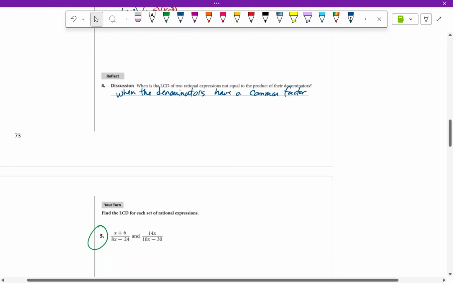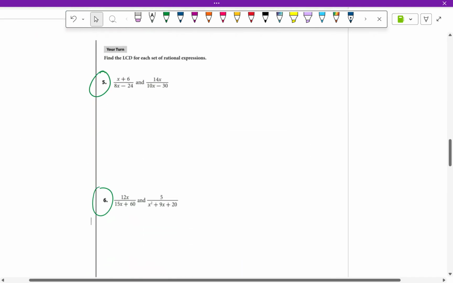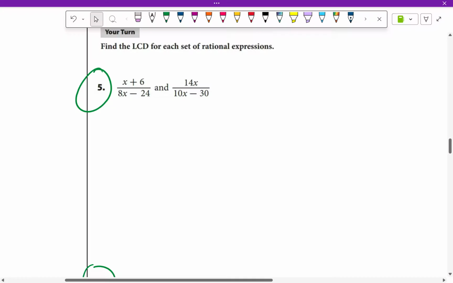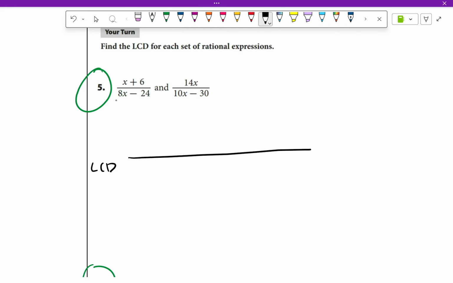Okay, let's take a look. All right, so what's the first thing I need to do to the denominators before I can get the least common denominator? Okay, we're going to do a GCF. So what's my greatest common factor of this first denominator? 8. What was left behind? Good. What was the GCF of the second denominator? 10. What's left behind? Good.